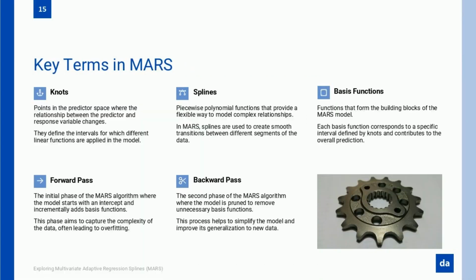To truly understand how Mars works, we need to break down the key terms that define its structure. These are the building blocks of the model, the fundamental concepts that make it so adaptable and powerful. Without them, Mars would just be another regression technique, but with them, it becomes a dynamic, nonlinear modeling powerhouse.